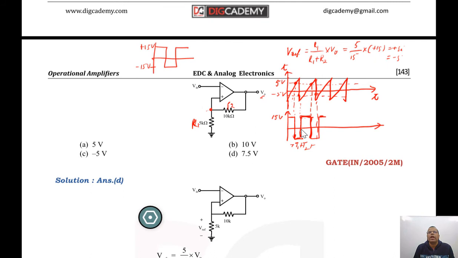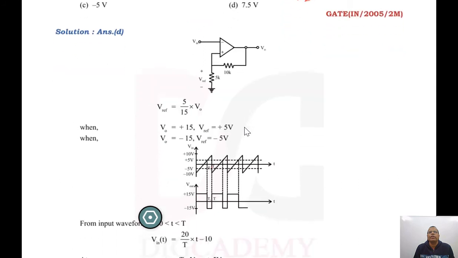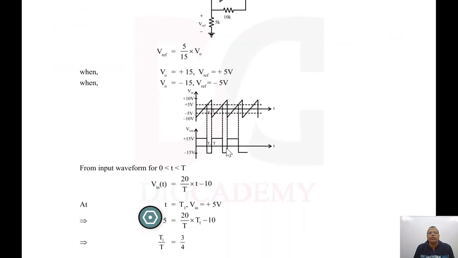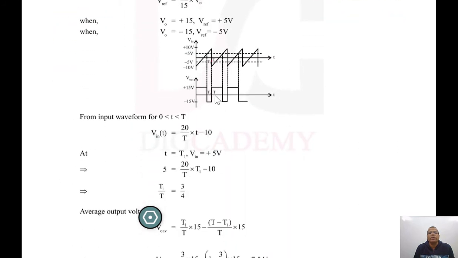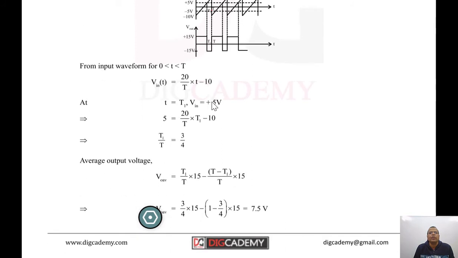It depends upon the time periods T1 and T2. If you see the solution, you can see I have drawn the output. So you have to find these periods T1 and T2. For the waveform from 0 to T, you can write the mathematical equation for the input. At t equal to T1, my input voltage is plus 5 volts. So I am able to get the ratio of T1 by T2.